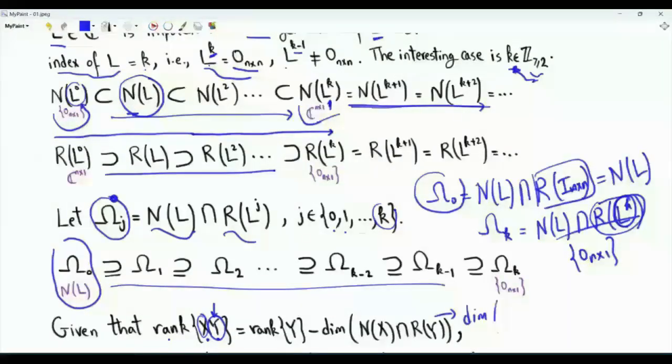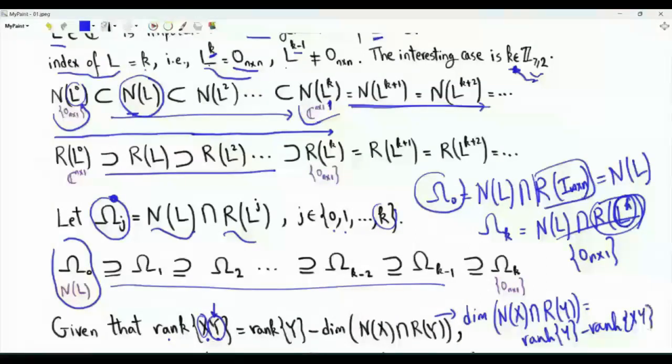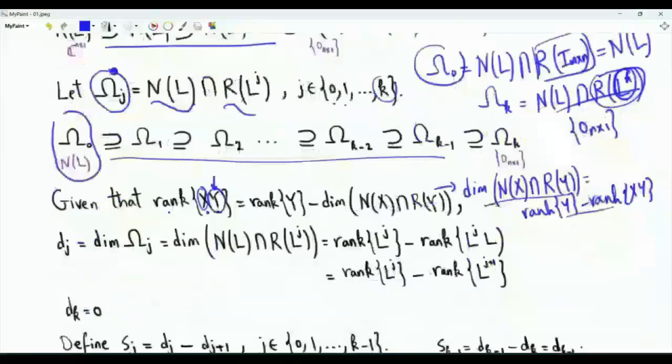From this relationship, we know that the dimension of the null space of x intersection the range of y is equal to the rank of y minus the rank of xy. Let's use this relationship here to investigate the dimension of omega j. The dimension of omega j, denoted by dj, is the rank of L to the power j minus the rank of L times L to the power j. So dj, which is the dimension of omega j, is the rank of L to the power j minus the rank of L to the power j plus 1.